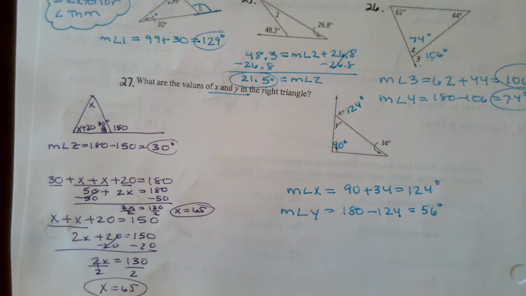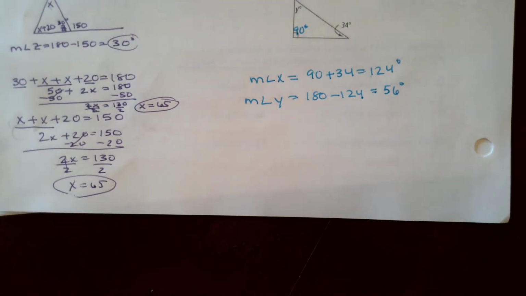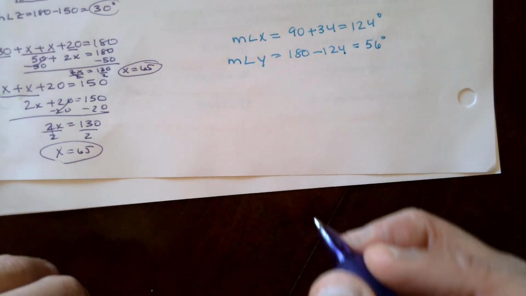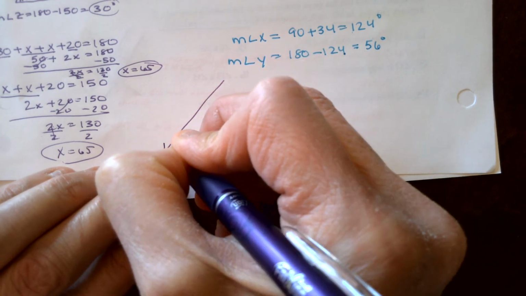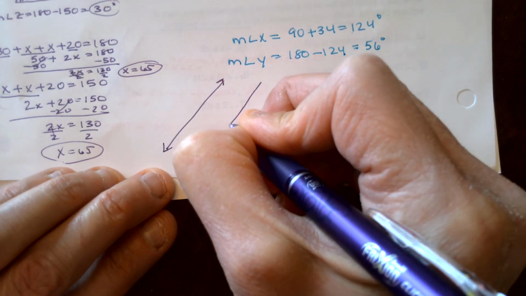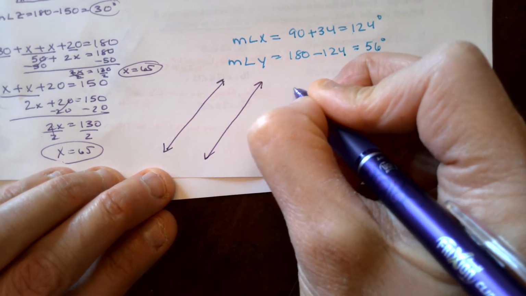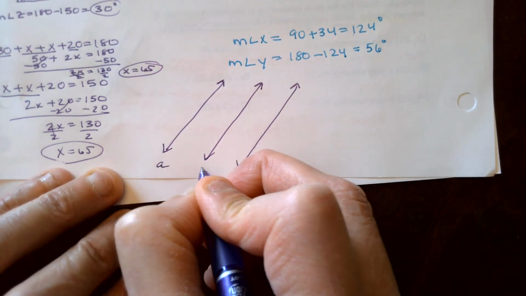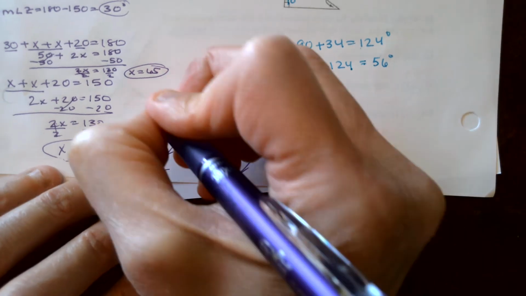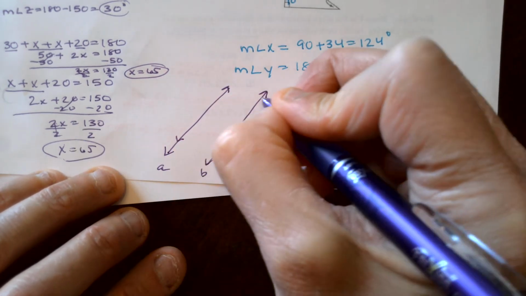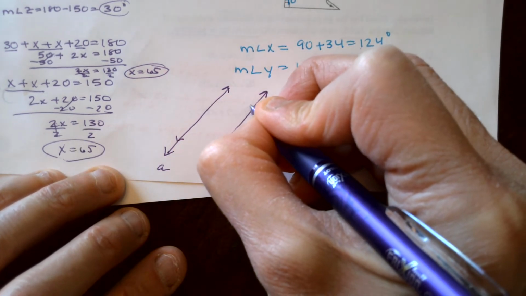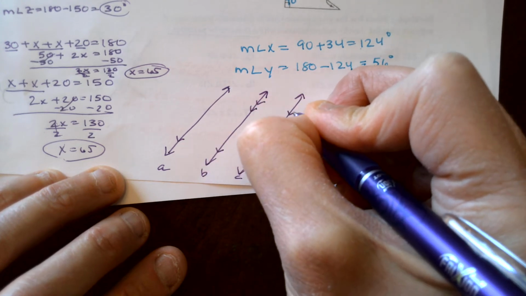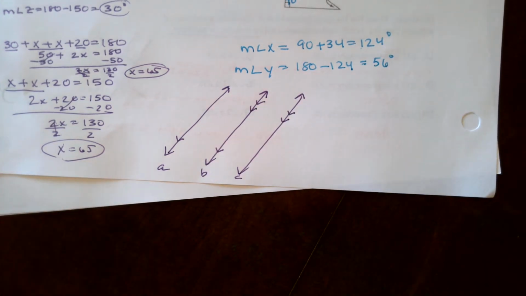All right, and the other question I wanted to ask you on your paper, so copy this one down. If I gave you three lines like this, let's see, what did I label them? A, B, and C. And I've got these arrows here, and I've got these arrows up here. What can you conclude?